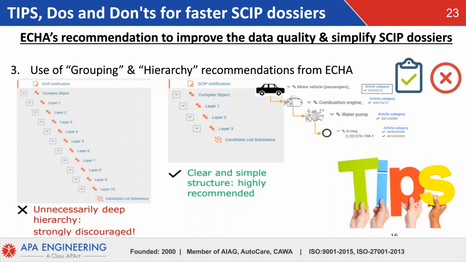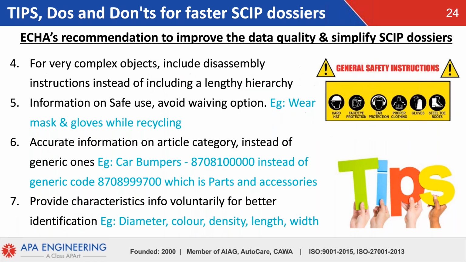The left side picture has got 10 layers, but ECHA recommends having a maximum of 3 layers as shown in the middle picture. ECHA also recommends that the maximum lines in a SCIP dossier to be limited to 1000. Next slide.